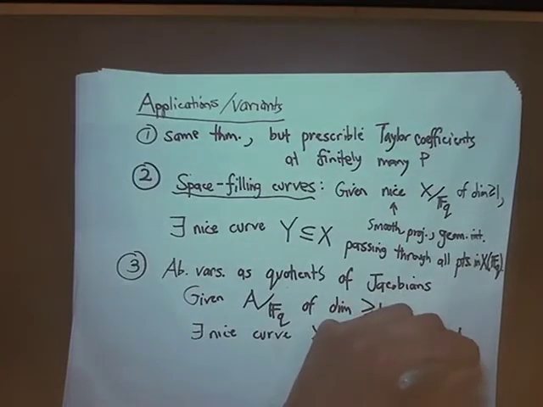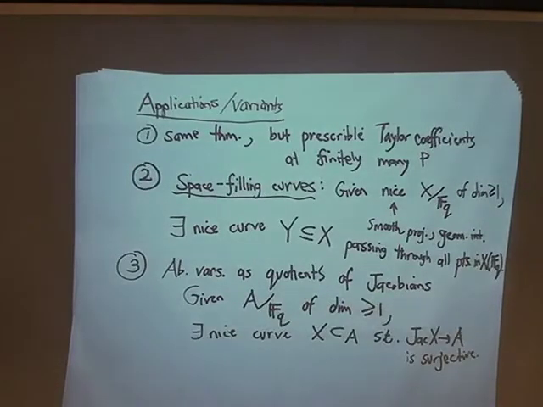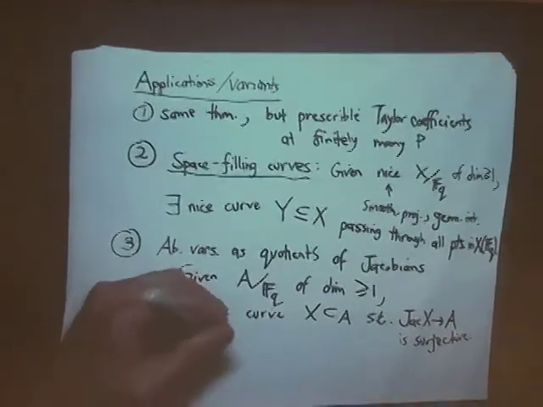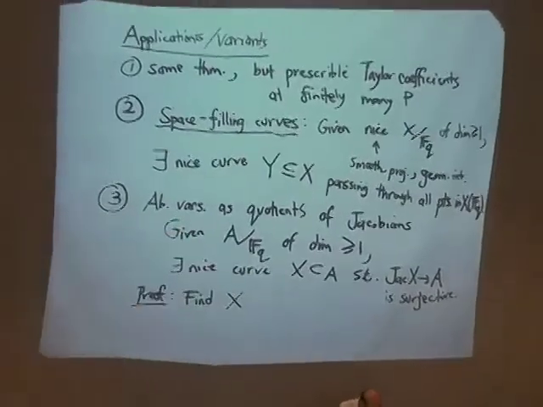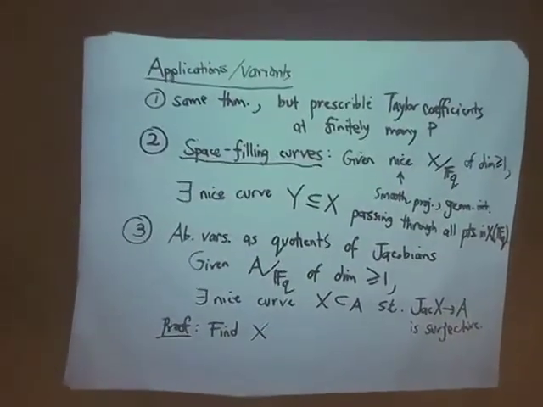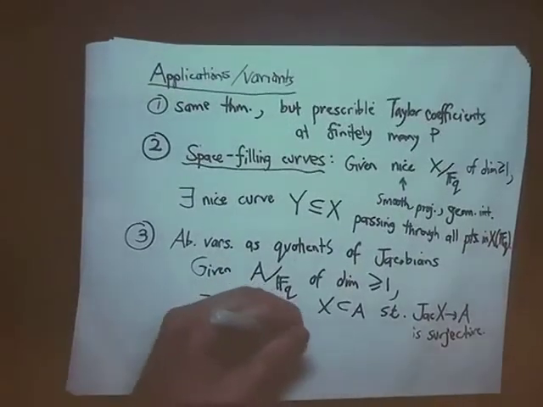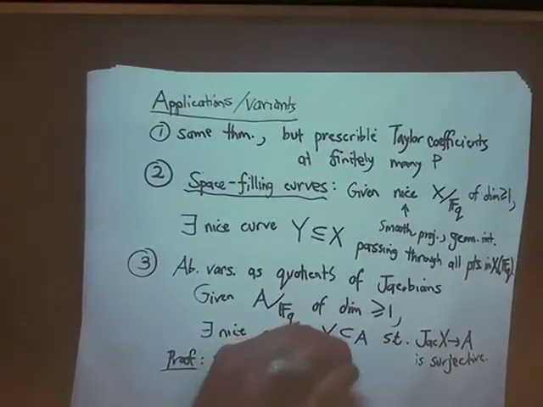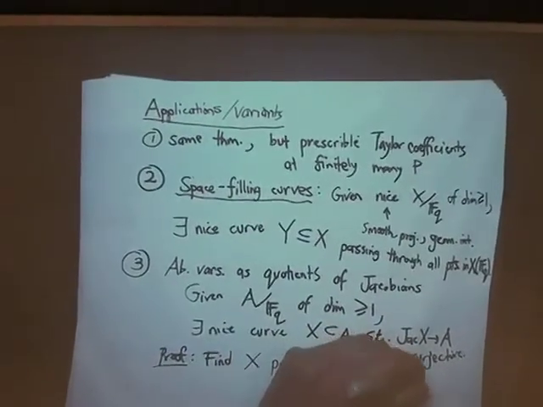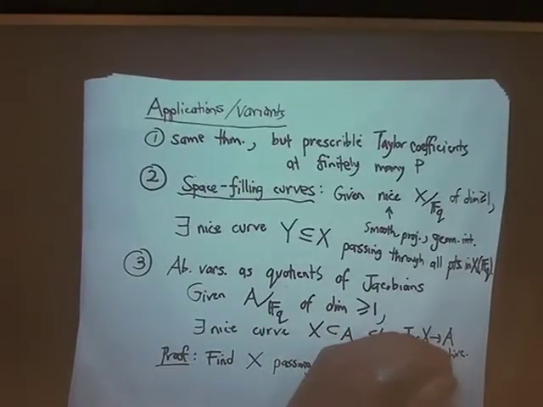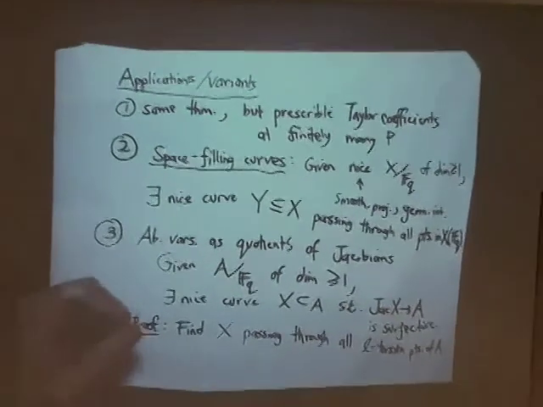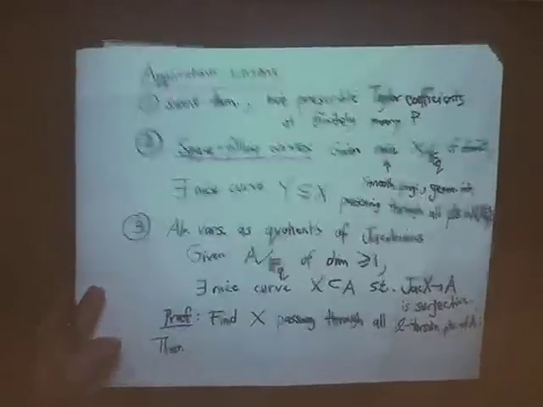So how do you prove this? The trick is you make X go through all the L-torsion points. You choose a prime L that's not the characteristic. You find X passing through all L-torsion points of A. And by doing that, what could the image of the Jacobian be in that setting?